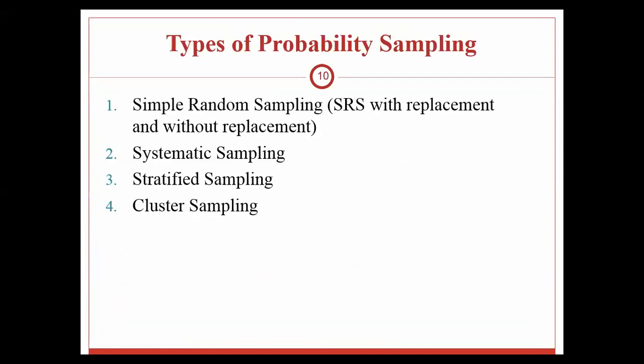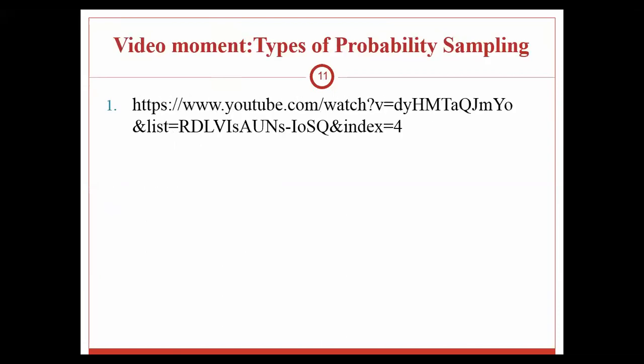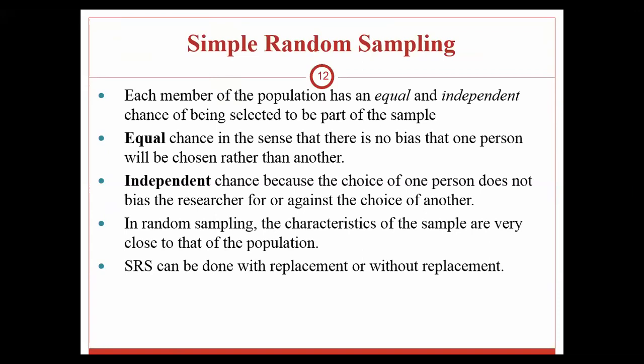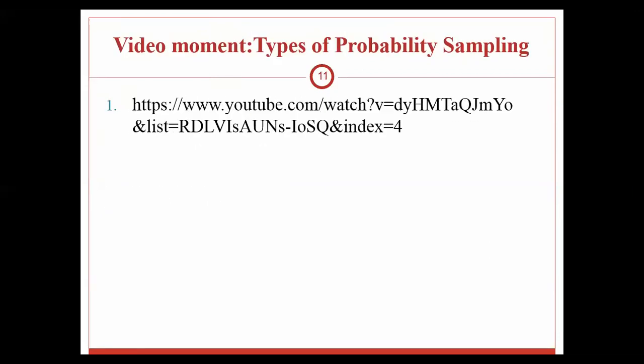Now, I'll first begin by looking at the probability sampling methods. We have simple random sampling, and it may be with replacement. That means you pick randomly and you replace, or you pick randomly and you don't replace. So that is simple random sampling. We have systematic sampling, stratified sampling, and cluster sampling. We are going to look at those in detail. But before we do, we can watch a small video.